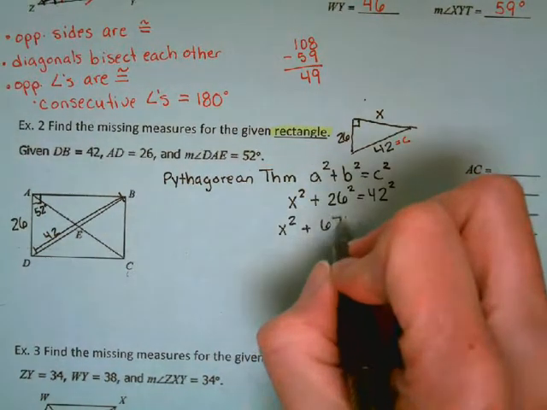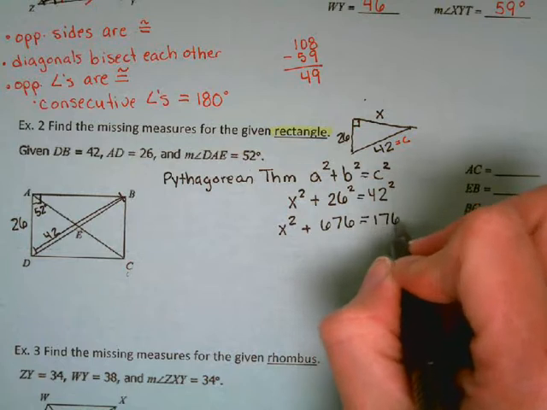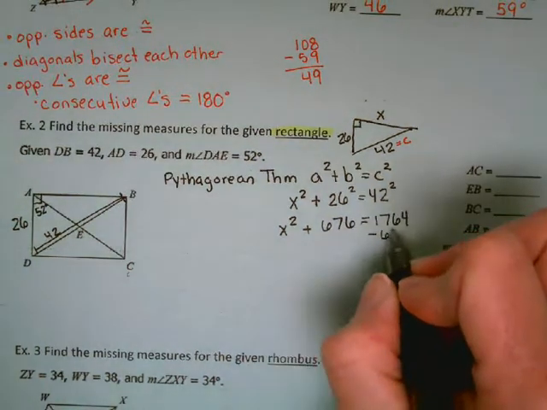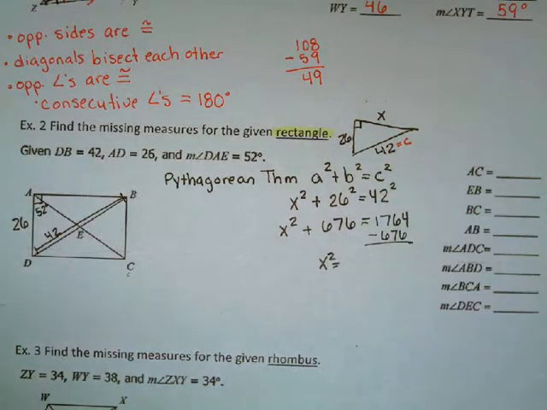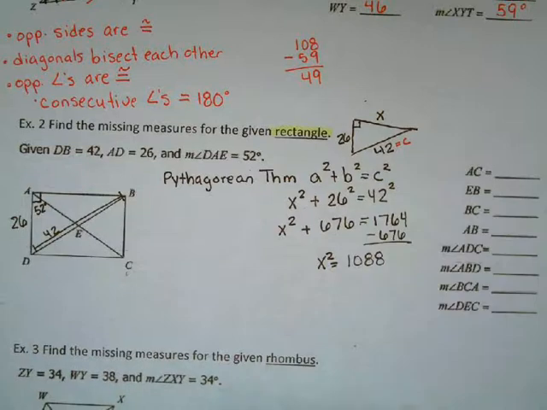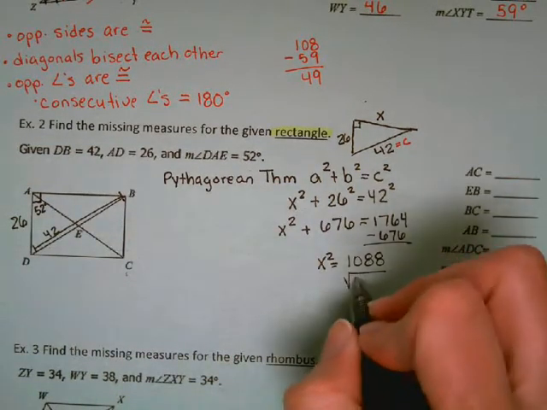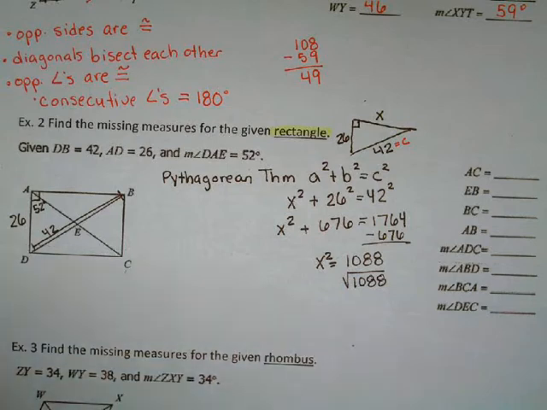So you have to square them first. And then to solve for x, you'll subtract the 676 to the other side. You get 1088. And then we're going to square root that number. And in decimal form, that would be 32.98, so about 33.